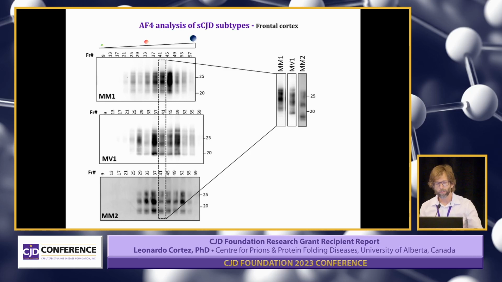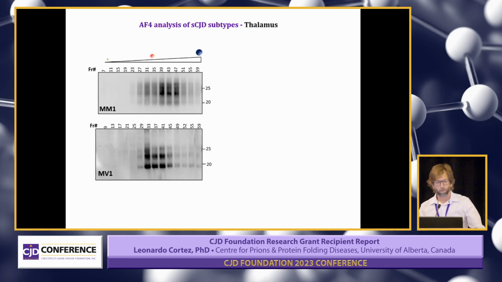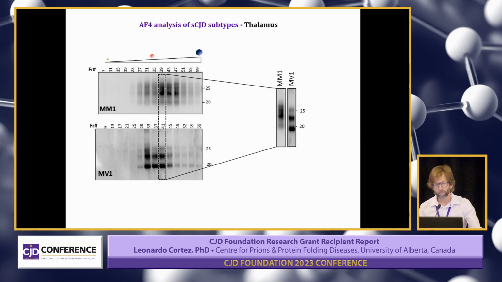We compare also with MM2, type 2 of sporadic CJD, just to have a control for these samples. What I showed you before is samples from one area of the brain, that's frontal cortex. We did the same in other areas of the brain. Here is thalamus, and we observe exactly the same, so that MM1 and MV1 have different fingerprint, different profile in a Western blot.